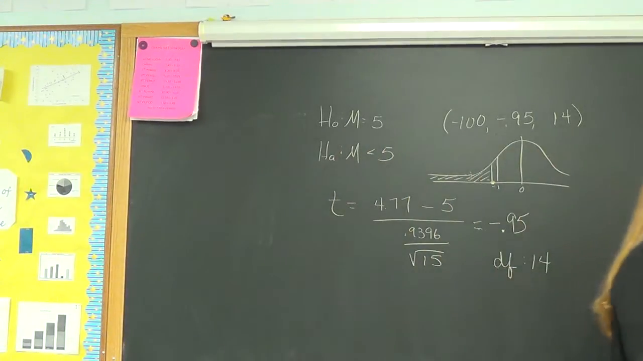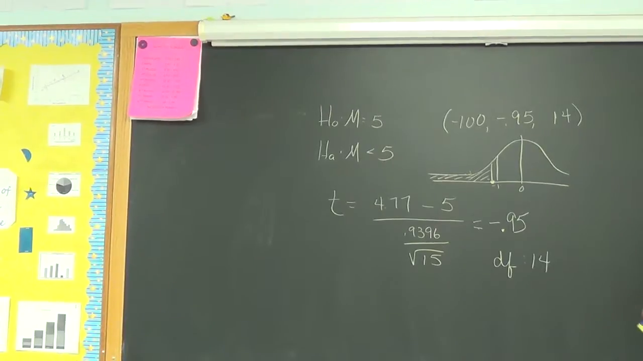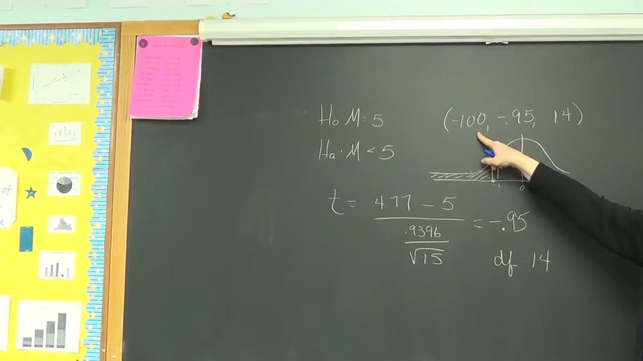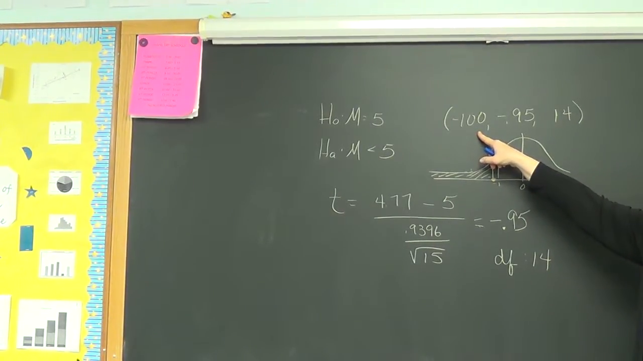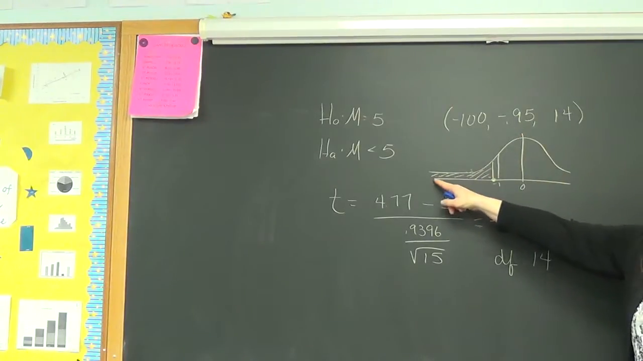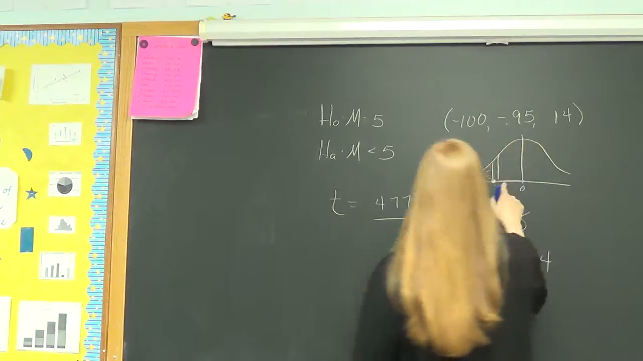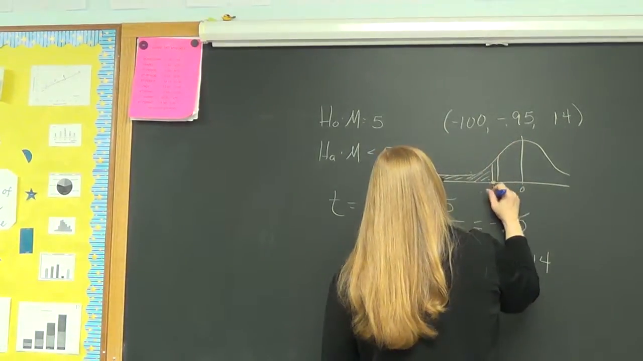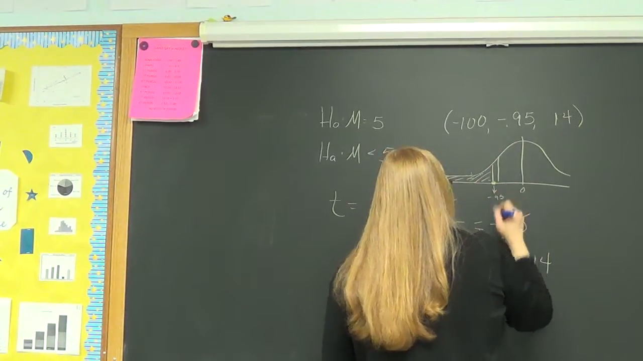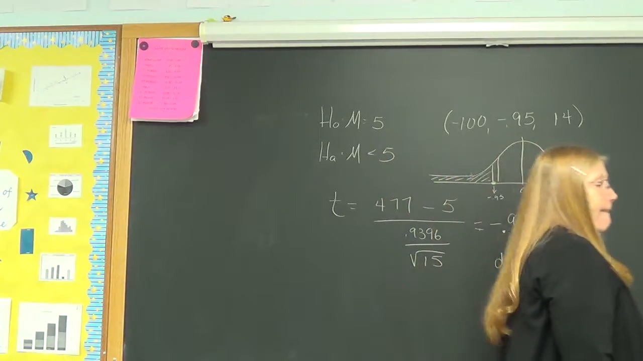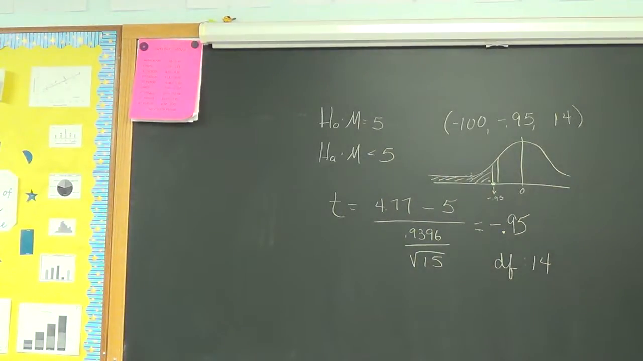Wait, it always starts with the lower, but isn't the lower negative 0.95? Yeah, because we're going down from negative 0.95. So negative 0.95 is the highest value. Can you figure that out because HA is less than 5? Is that how you know which way it's going? Yeah. Okay.